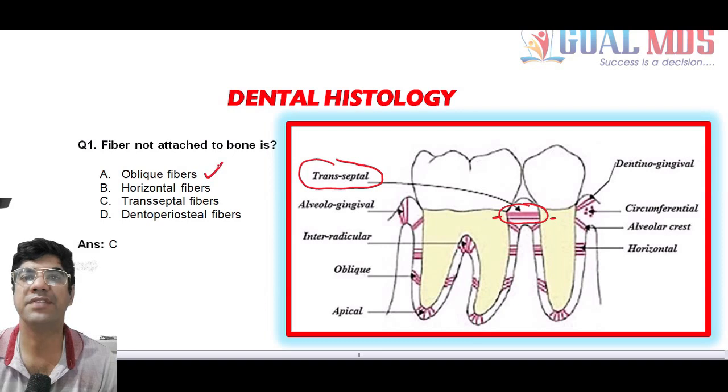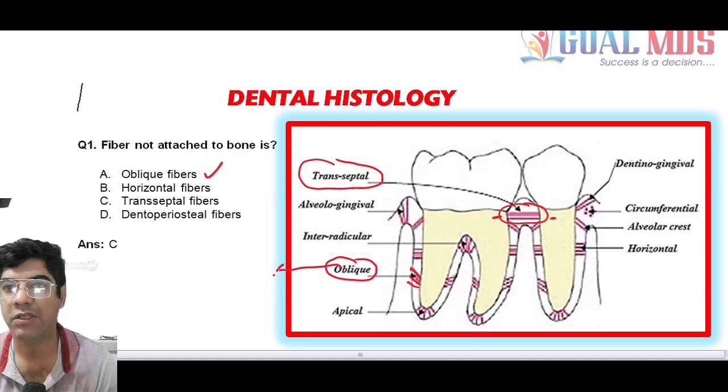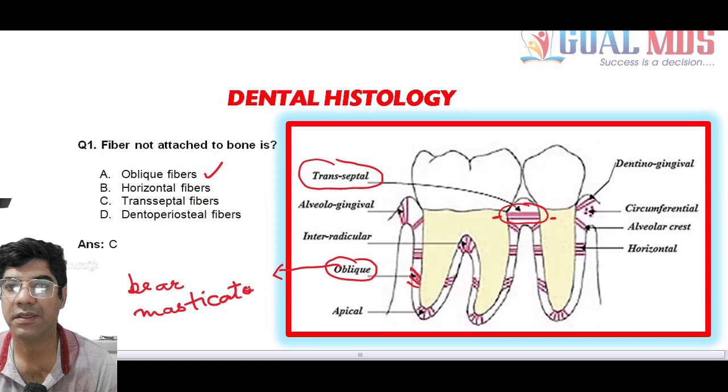Other options. The first option is oblique fibers. So these are the oblique fibers. They run diagonally from cementum to the alveolar bone. These fibers provide support and withstand the masticatory forces during chewing and biting. Many a time an MCQ has been asked, what is the role of oblique fibers? They bear the masticatory forces.